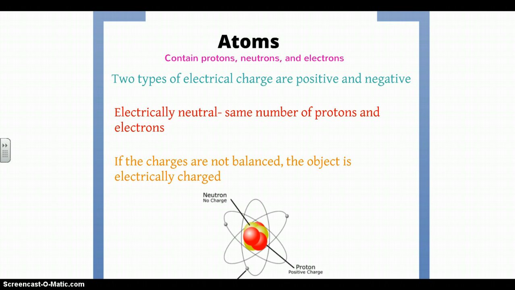Now, if this gained an electron, and you can gain an electron by stealing it from another item when you rub against each other, by contact, it's called charging by contact. They actually steal an electron from another atom. If this had 4 electrons and 3 protons, this would be electrically charged. It would have a negative electrical charge because it's got more electrons than protons.